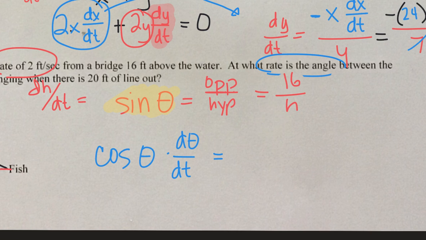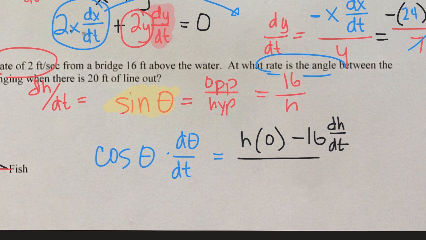The derivative of 16 over h is a quotient rule derivative. So let's do the quotient rule. Low d high minus high d low. So low is h times the derivative of 16, which is 0, minus 16 times the derivative of h, which is dh dt, all divided by h squared. Okay, this simplifies to negative 16 dh dt.